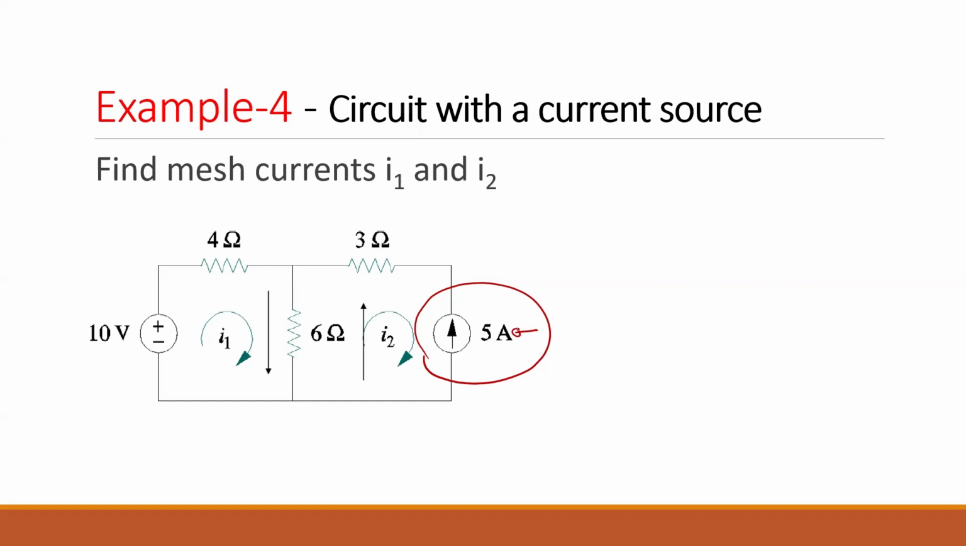Yep. However, we know I2 because the current going this way is 5 amps, it's given. So I2 is negative 5 amps. Do you agree with that?